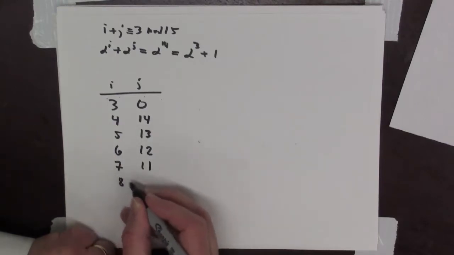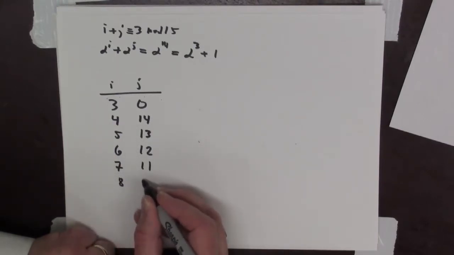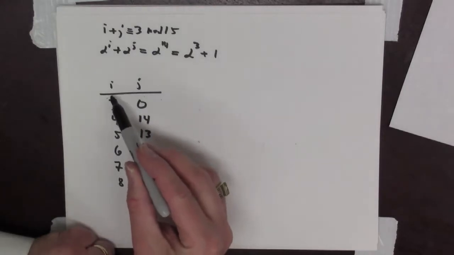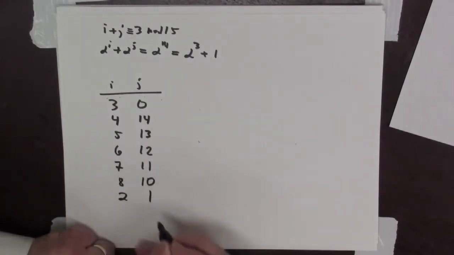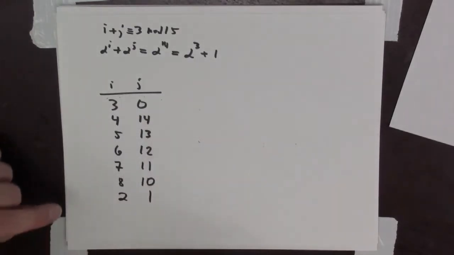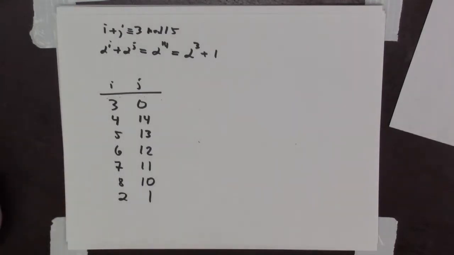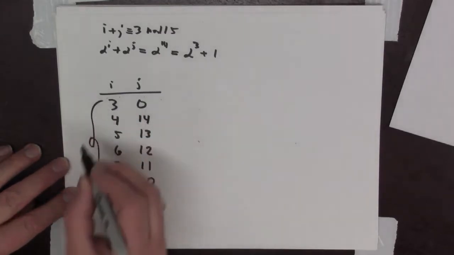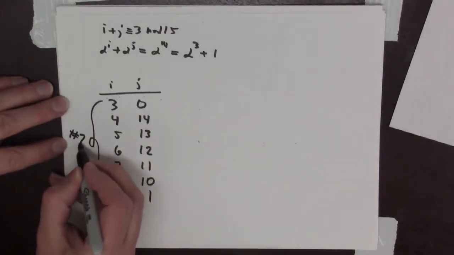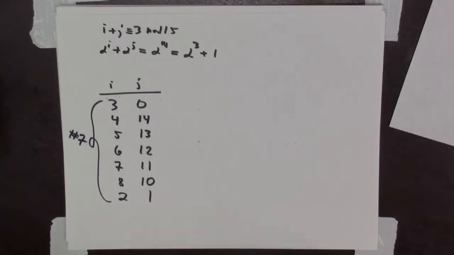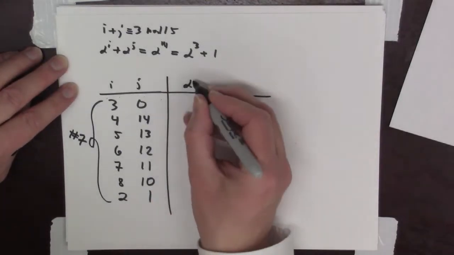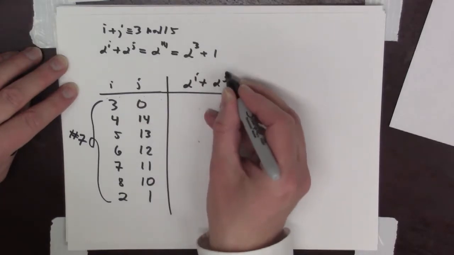And we have 8, 10, and I'm missing one. Oh, I'm missing the one previously. I can have 2, 1 also. So notice in general, these are all the ways to do this, because the order between i and j doesn't matter. So the total number of cases I have to check here is 7. So the thing I have to look at is alpha to the i plus alpha to the j.